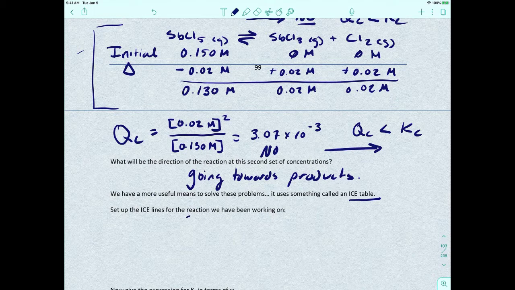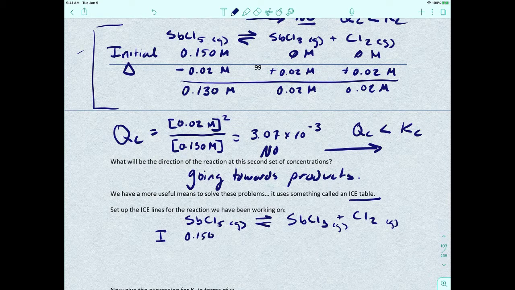The reaction that we've been looking at was SbCl5 is in equilibrium with SbCl3 plus Cl2. And these are all gaseous, so let me write the gaseous symbols in. Initially, the concentration of SbCl5 was 0.150 molar, and initially you have no concentration of SbCl3 and no concentration of Cl2. The second line, the delta, is the change.